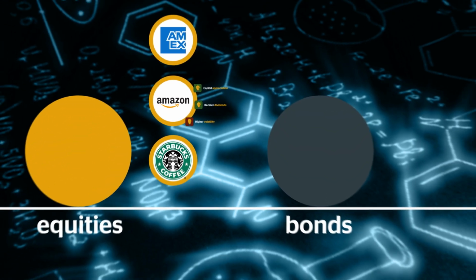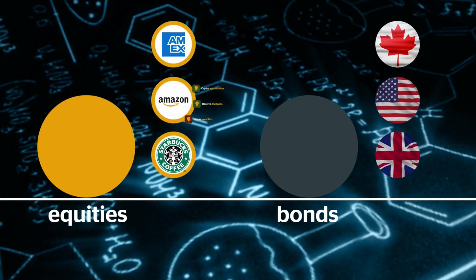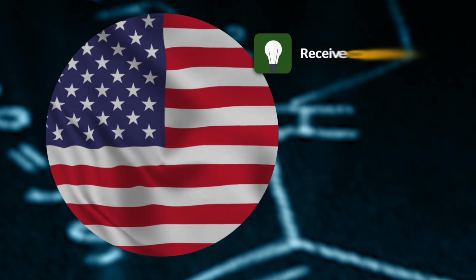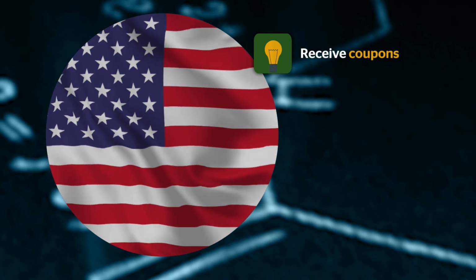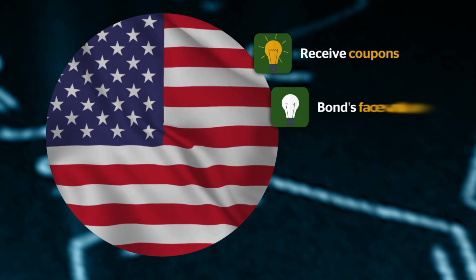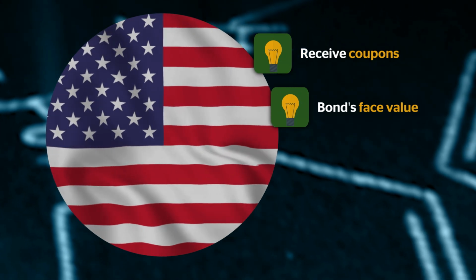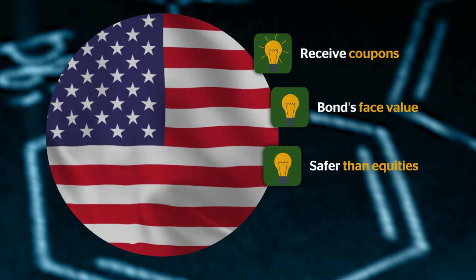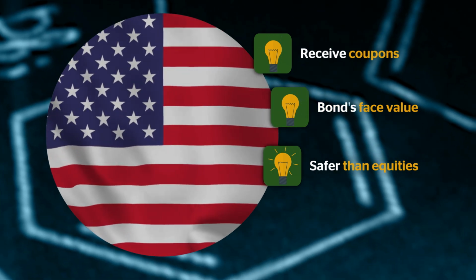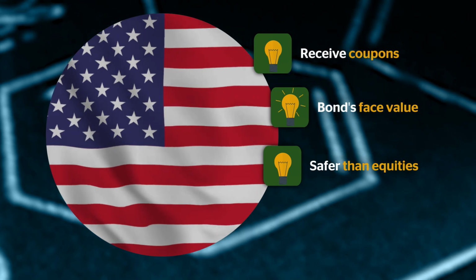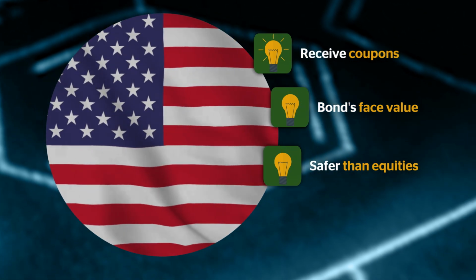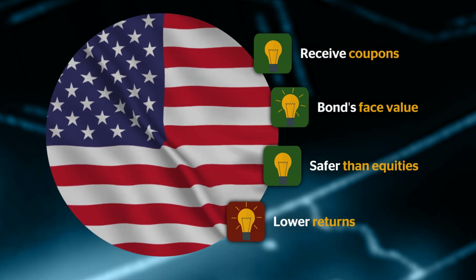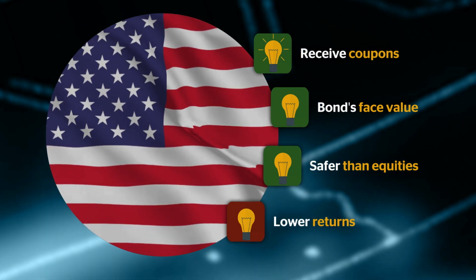When people invest in bonds, they are lending money to a government or corporation in exchange for regular interest payments called the coupon, and the return of the bond's face value when it matures. Bonds are generally considered safer than equities because they provide a fixed income stream and have priority over equities in case of bankruptcy, but they typically offer lower returns.